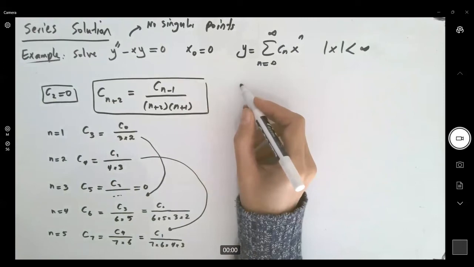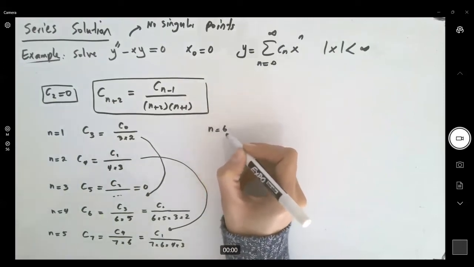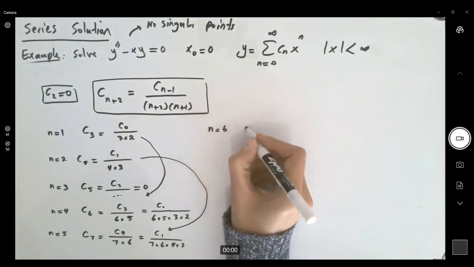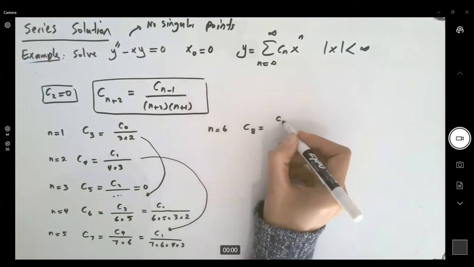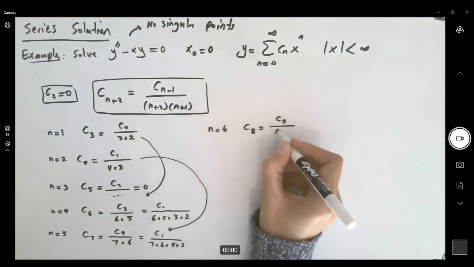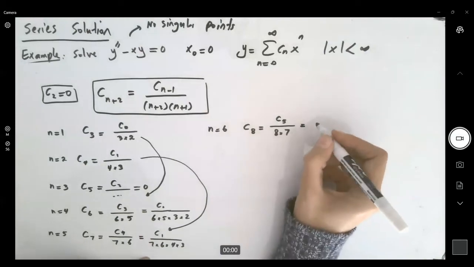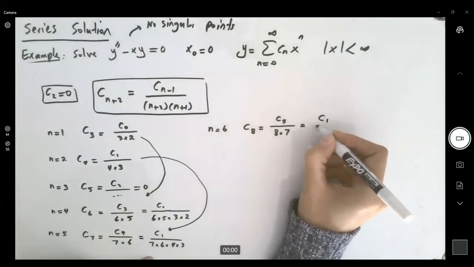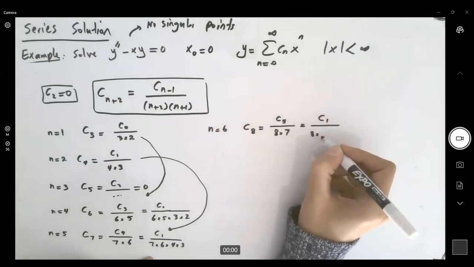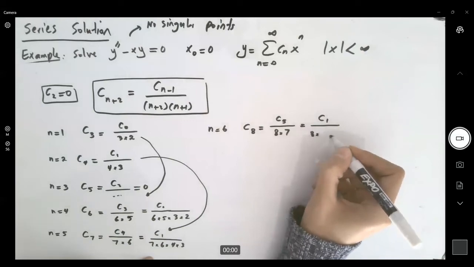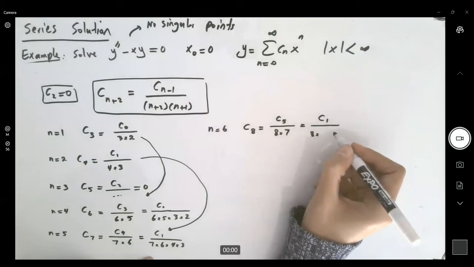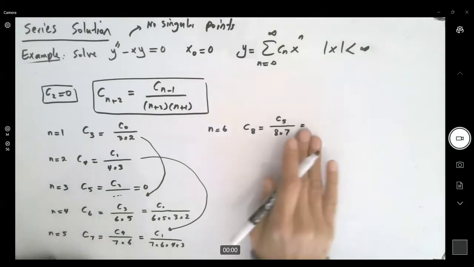n is equal to 6. Let's write down n equals 6 here. If n is equal to 6, then we get C sub 8 equals C sub 5 divided by 8 times 7. But C sub 5 is C sub 1 divided by these multiplications. So you get C sub 1 divided by 8 times... C sub 5 is equal to 0. So this guy just becomes 0, right? Yes.